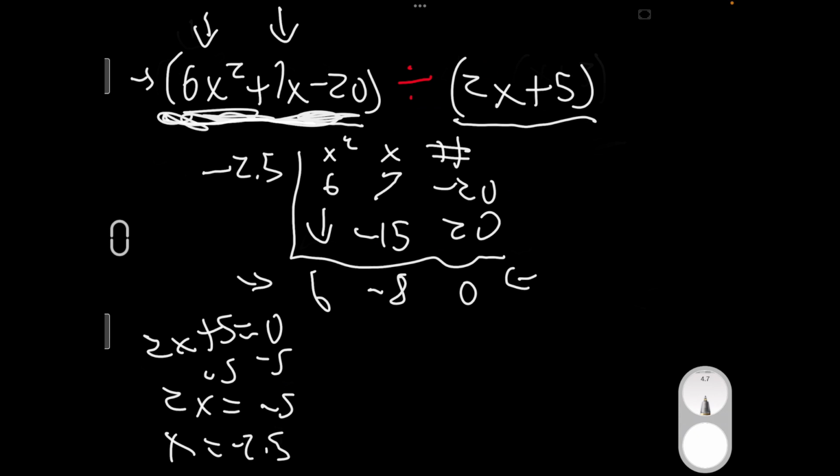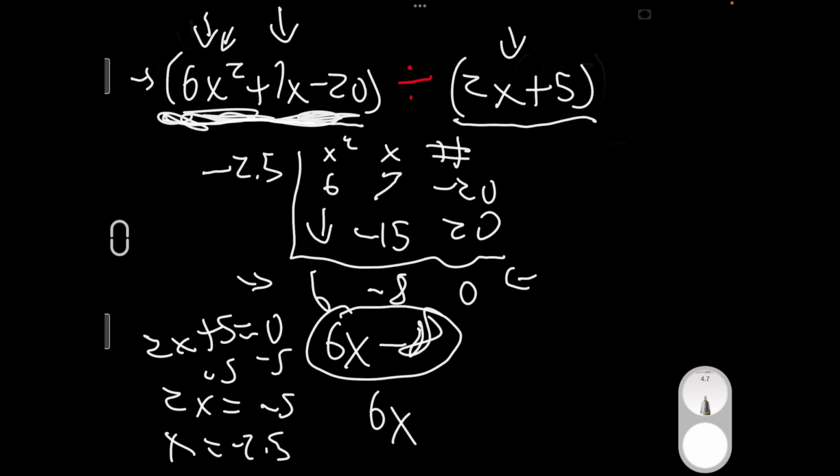So since x squared right here divided by x is x, that means that the first number is going to start with an x. So 6 is the coefficient of x, so we put 6x, and we would just put negative 8. So this is the answer for this problem: 6x minus 8.